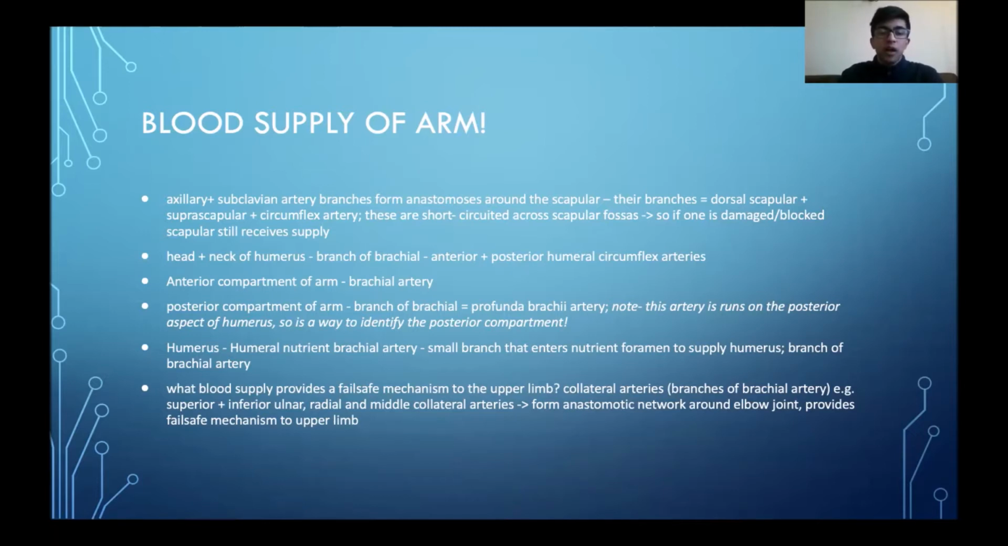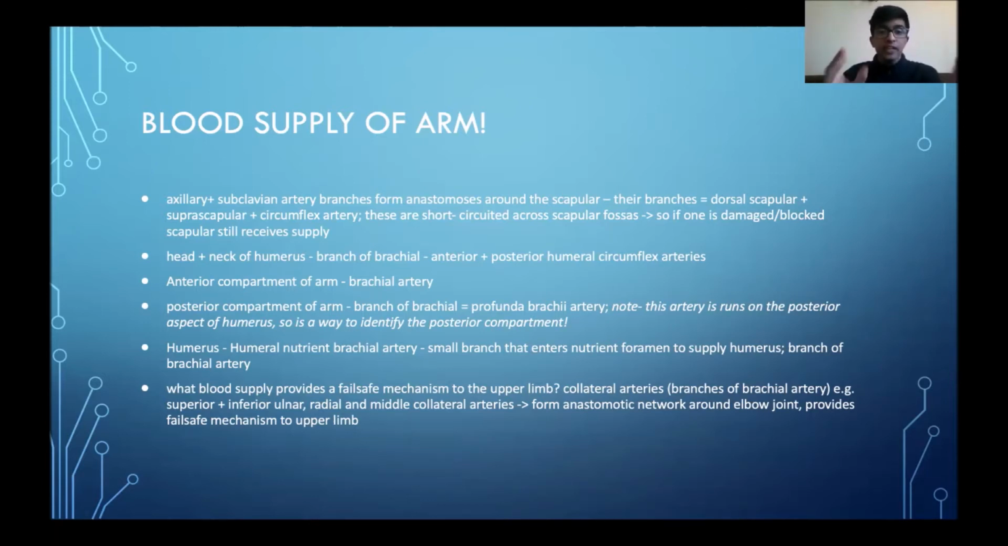And what is the blood supply that provides a fail-safe mechanism to the upper limb? It's the collateral arteries. I think about collateral damage; it doesn't let that collateral damage occur. So you have a list of these arteries: superior and inferior ulnar collateral, radial collateral, and medial collateral arteries. All these form an anastomotic network around the elbow joint. So it provides a fail-safe mechanism to the upper limb. If anything bad happens to your vasculature, you have a backup mechanism, so you're still getting blood supply.